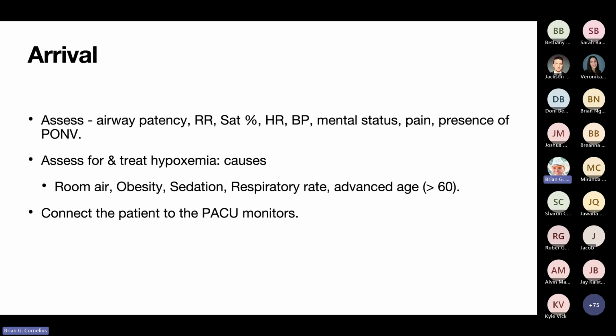Like I said, we try and get those patients connected to the monitor as soon as possible. From your standpoint, it's kind of nice because you can start identifying any abnormalities. You will see that in spite of your best efforts to monitor the patient and care for them, things will change between point A and point B.